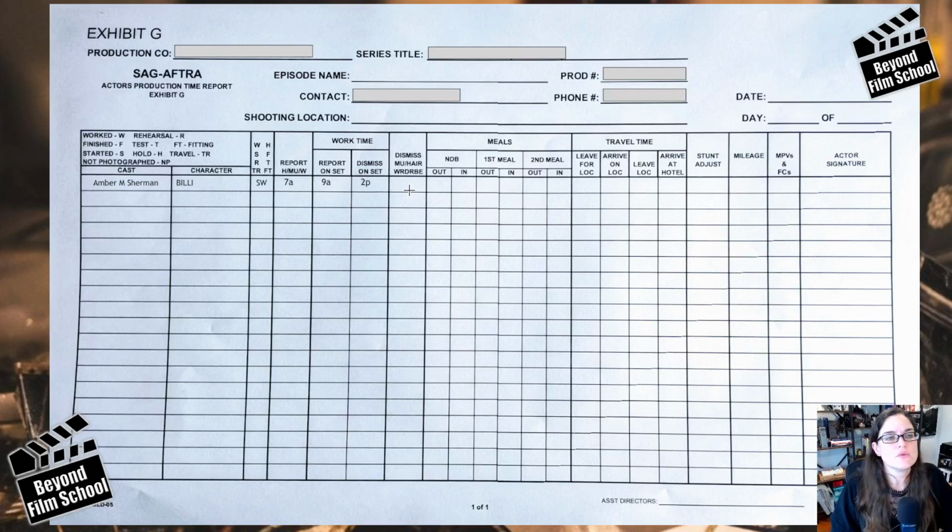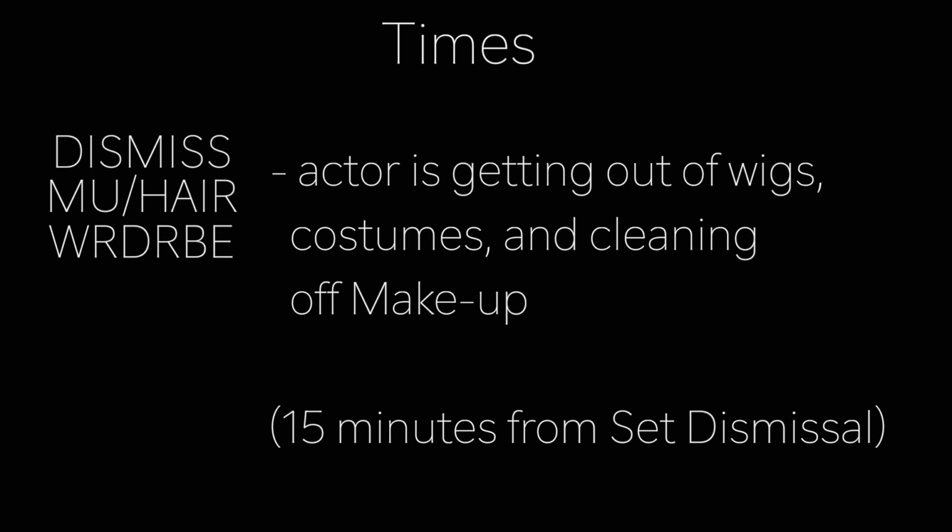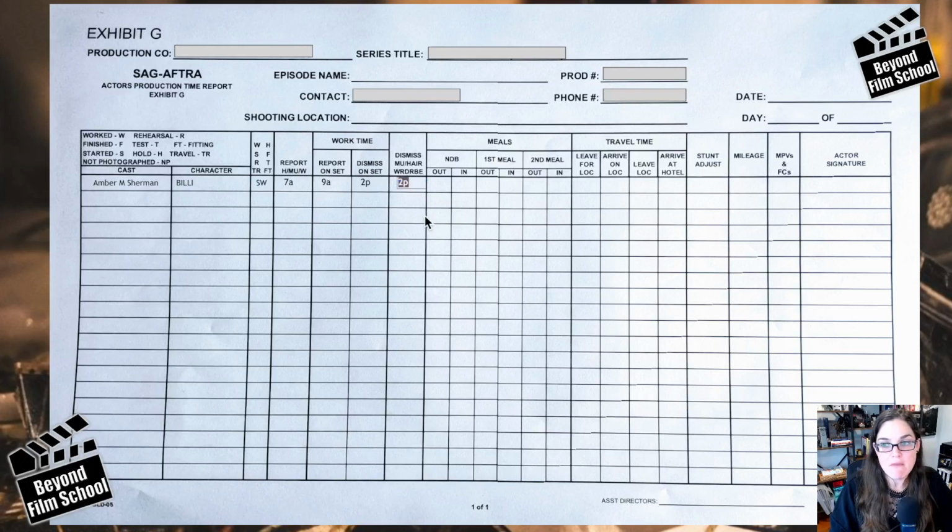Moving on to dismiss makeup, hair, and wardrobe. This is them getting cleaned up, changed out of their costume. This is usually going to be a 15-minute grace period. The only time it's not that is if there is extensive hair, makeup, and wardrobe removal. This could be if they really have a lot of makeup that has to be cleaned off. Maybe they were in a horror flick and they got a lot of blood on them. They had to take a shower. Maybe they had tattoo coverage and had to take the tattoos off. Maybe they had an extensive wig on or a difficult costume.